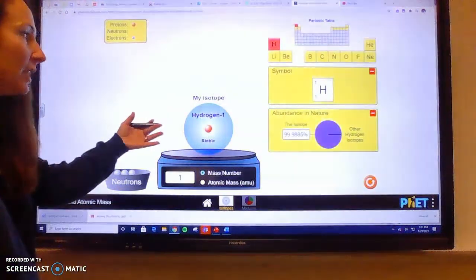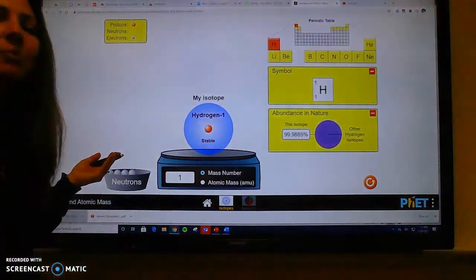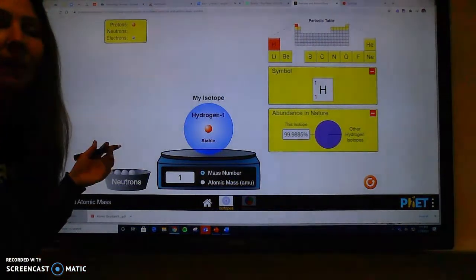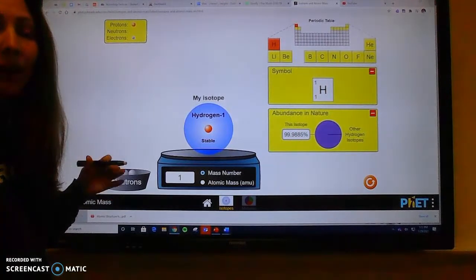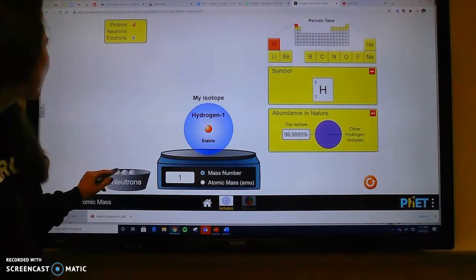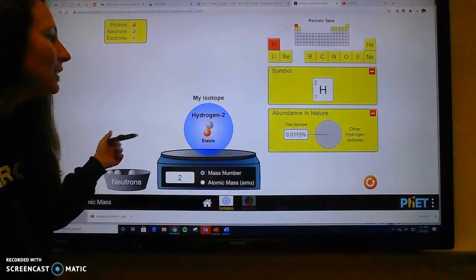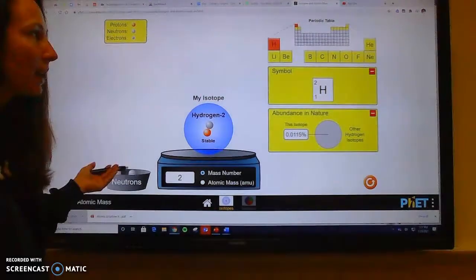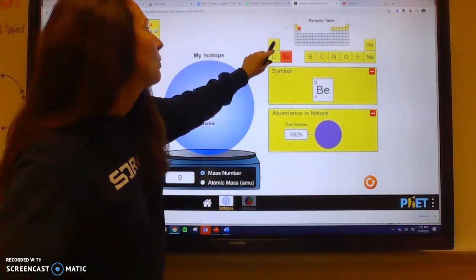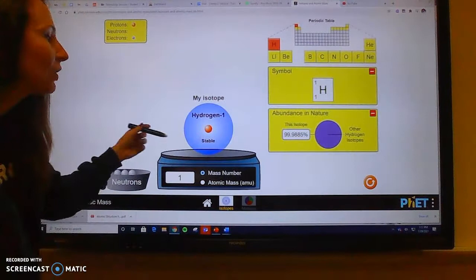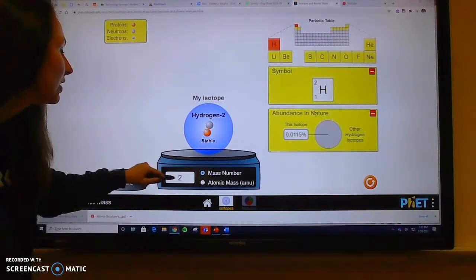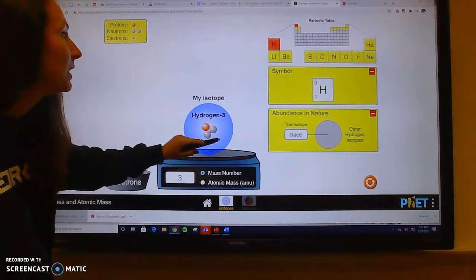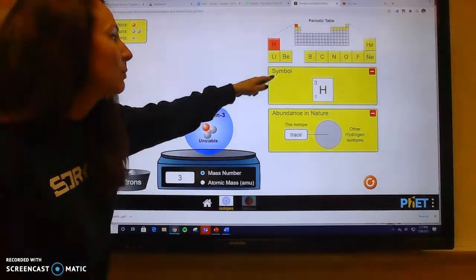So for hydrogen, it has different isotopes. We're going to take notes on just definitions and different key points that I wanted you to get from the couple of simulations that you've done. But as you add neutrons, notice that's the only thing that you can change, okay? You can select which element you want from up here. But as far as the neutrons, that's the only thing that you can change. And notice that it changes what your mass number is. It changes the symbol, okay?